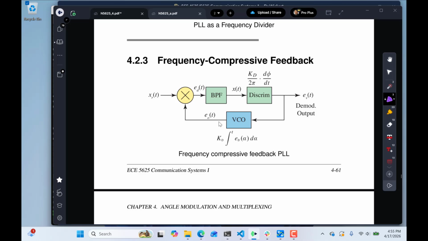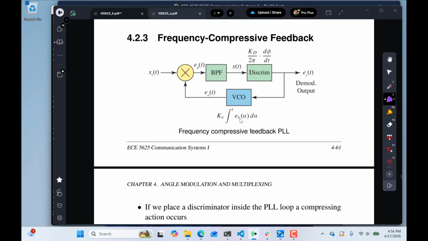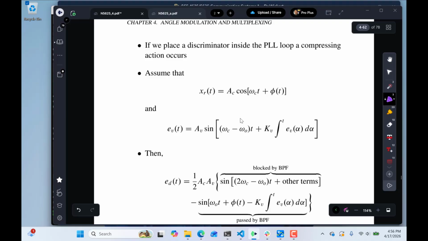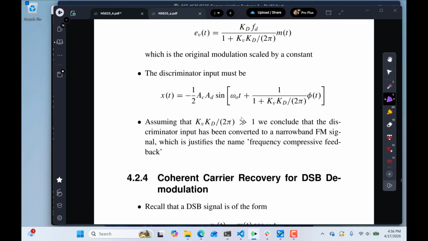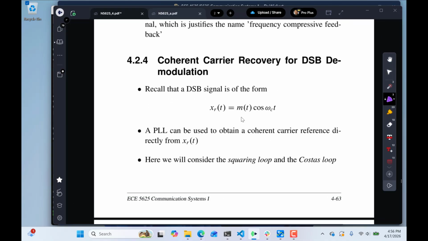A more general application that I think the book goes into is called frequency compressive feedback. This is an old application of phase lock loops for FM and PM demodulation indirectly using a discriminator inside the loop. I'm electing to not go through that. I didn't give you any homework, but this is just written out in the notes. I think it's still in the book. It's possible that was removed from this latest edition.